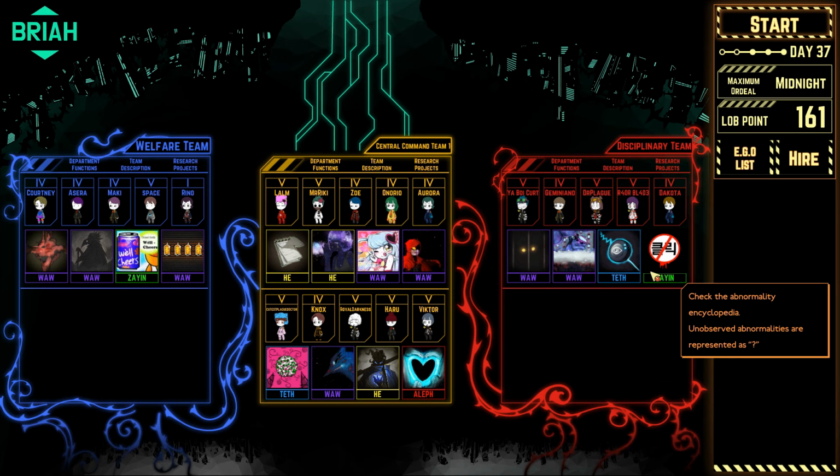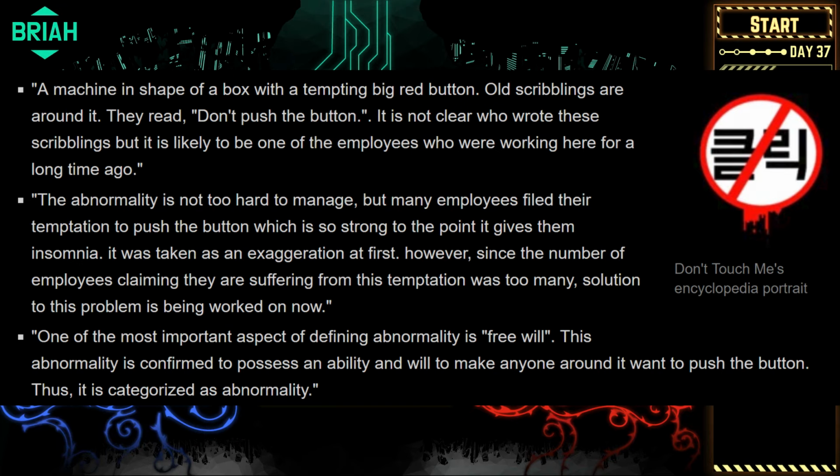So, Don't Touch Me, the story that I was able to discover. A machine in the shape of a box with a tempting red button. Old scribblings are around it. They read, "Don't press the button." It is not clear who wrote these scribblings, but it is likely to be one of the employees who were working here a long time ago.